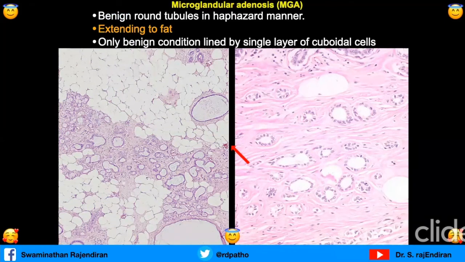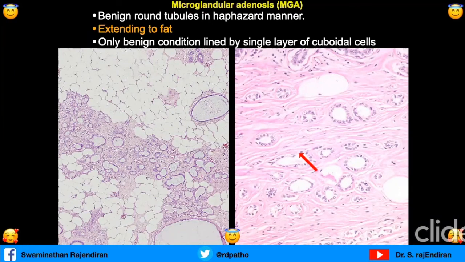It's a benign condition with round glands. And why is it mistaken for cancer? Because they are infiltrative. The lobularity is not maintained. This is the only condition where the lobularity is not maintained. I remember I told you the lobularity has to be maintained in benign conditions, isn't it? Whereas in microglandular adenosis, they will show infiltration. And another thing is they won't have myoepithelial cells. Because of these two, microglandular adenosis is very important to remember. They are infiltrative and they don't have myoepithelial cells.